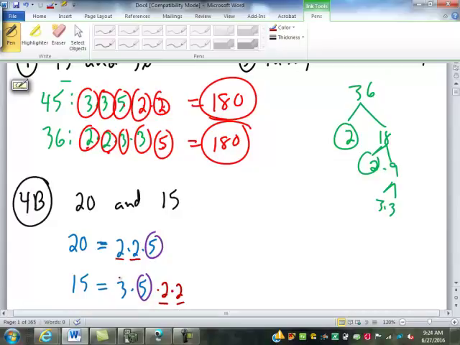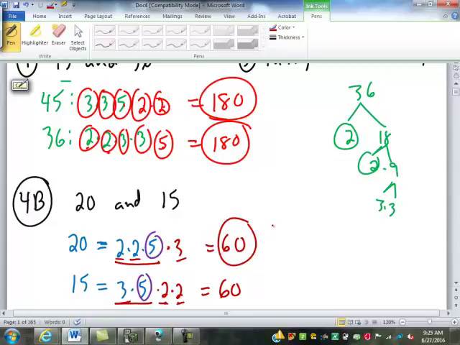In the bottom one, what's not circled? The 3. So you put a 3 on top. Now everything is in common. So this is 20 times 3, which is 60. This is 15 times 2 is 30, times another 2 is 60. So my least common multiple is 60. Any questions?